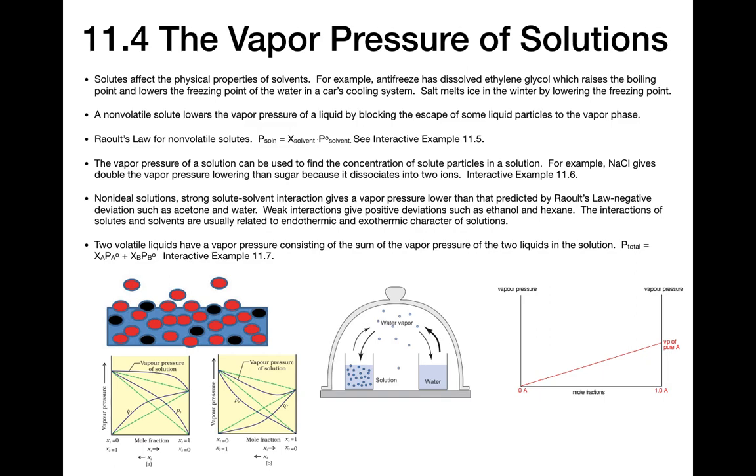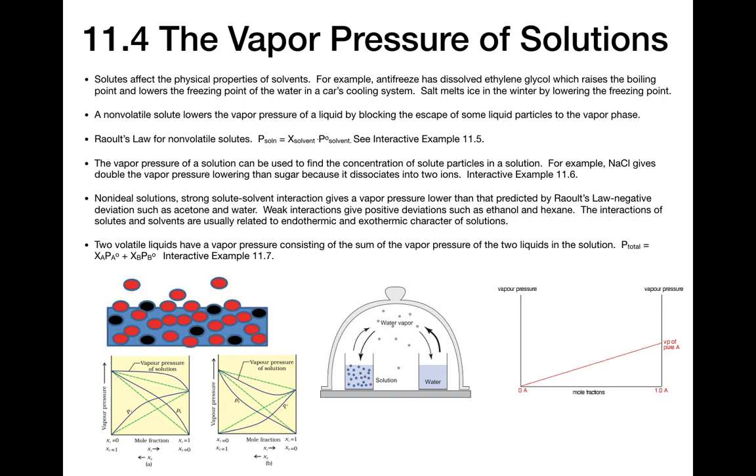The interactions of solutes and solvents are also related to the endothermic and exothermic character of solutions. For example, if you have an endothermic solution, it has particularly strong bonds in the pure form and weaker bonds in the mixture form. As a result, that would give a positive deviation. So a positive delta H gives a positive deviation from Raoult's law. A negative delta H, or an exothermic solution, should give a negative deviation from Raoult's law. It's a general rule.